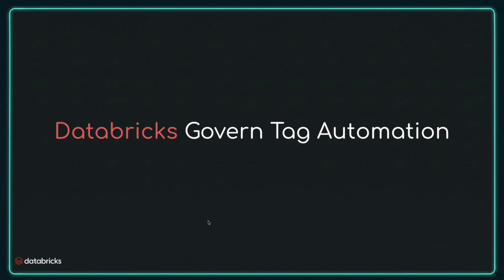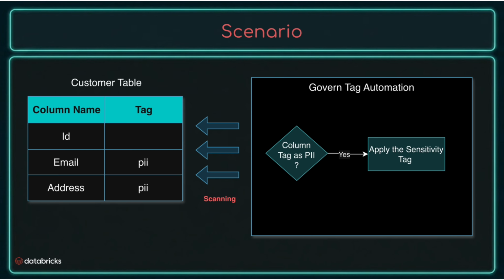Hello everyone. In this video, I want to cover Databricks governed tag automation. So I came up with a scenario that we have some tables which have columns tagged as PII. If any of these columns are tagged as PII, I want to tag these tables as sensitivity.